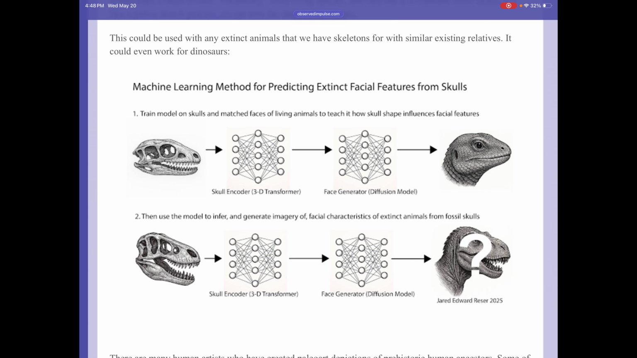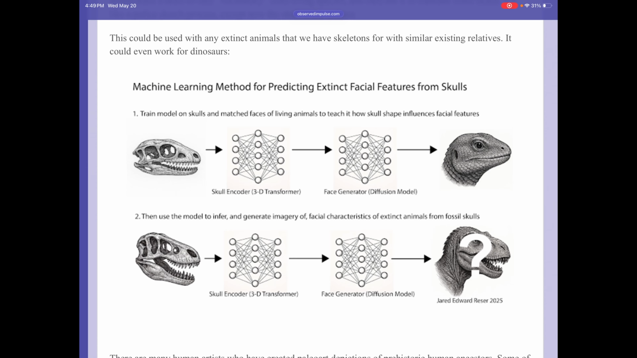So how would this work for dinosaurs? Same way. You train the model on skulls and matched faces of living animals to teach it how skull shape influences facial features. Then you use the model to infer and generate imagery of facial characteristics of extinct animals from their fossil skulls. So you would include pictures and skulls from many, many turtles, alligators, crocodiles, snakes, lizards, birds, as much as you could. And then you probably would include fish and amphibians.